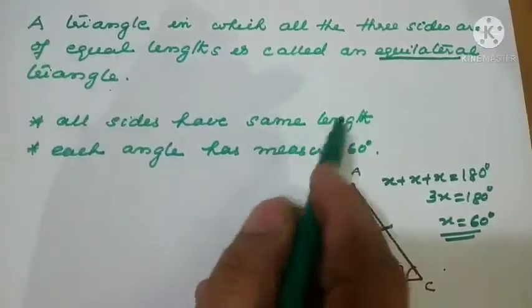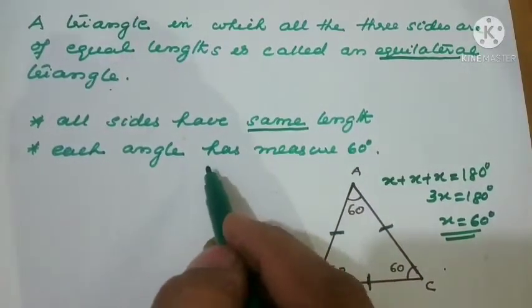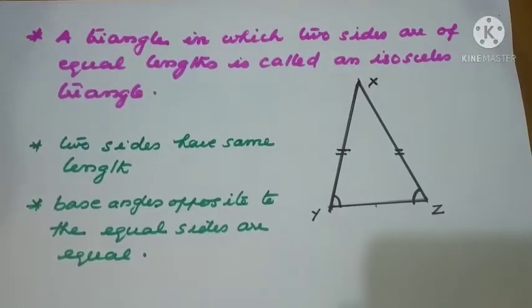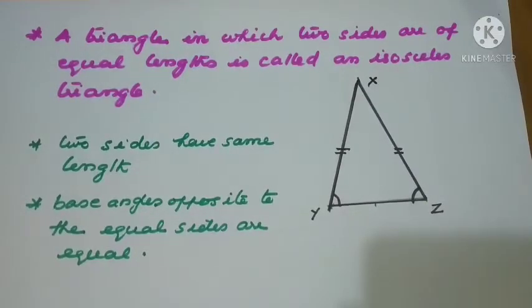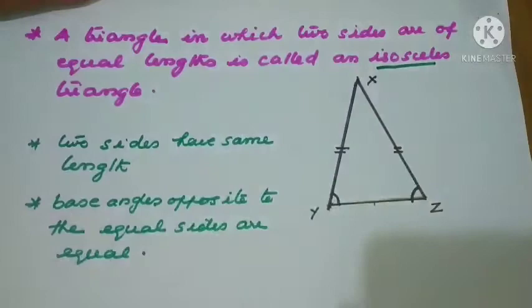So what is the meaning of the equilateral triangle? All sides have the same length. Otherwise, we can say each angle has a measure of 60 degrees. A triangle in which two sides are of equal length, what is the name of the triangle? Isosceles triangle. A triangle in which two sides are of equal length is called an isosceles triangle.